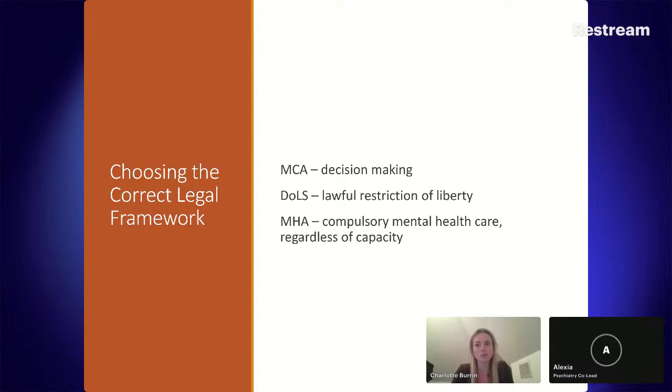So if you have a patient on a mental health ward who becomes physically unwell and they are not consenting to treatment, or they're deemed to lack capacity, you would have to treat their physical health under the Mental Capacity Act. And DOLS is a part of the Mental Capacity Act that allows us to restrict patients of their liberty if it's deemed appropriate and necessary to do so.